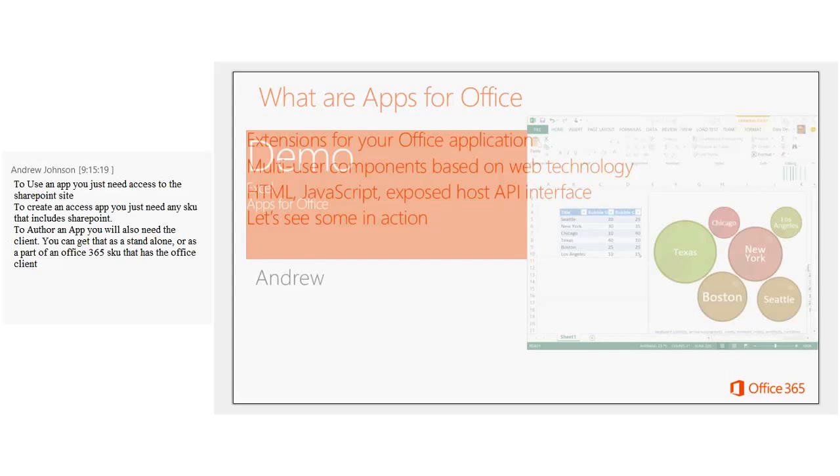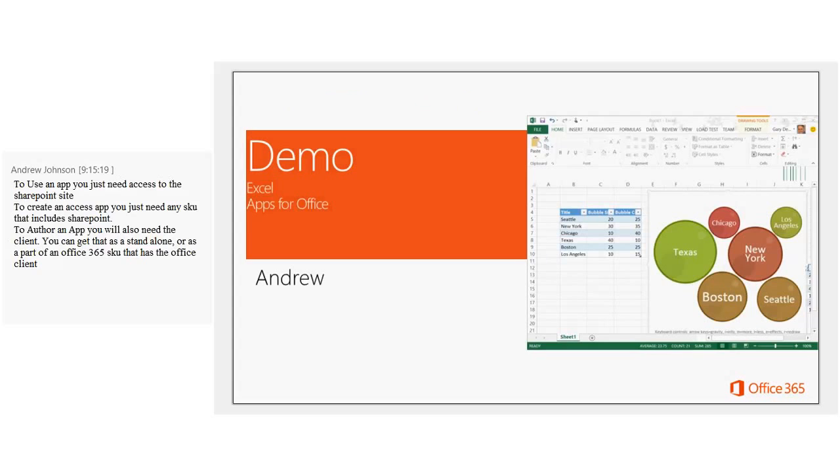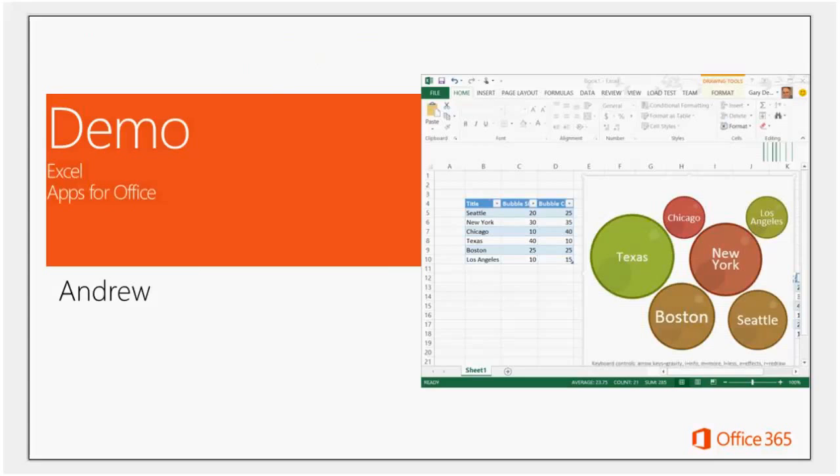Before that, let me just mention this is going to be Excel. Remember that apps for Office work in all the Office clients. Again, Word, Excel, PowerPoint, and so on, and even Outlook. Okay, I'm going to show you current Excel 2013 functionality using apps for Office. Let me share my desktop again. Should be there. Okay, so this is a blank Excel spreadsheet, and this functionality shipped in Office 2013. You can go try it out right now.